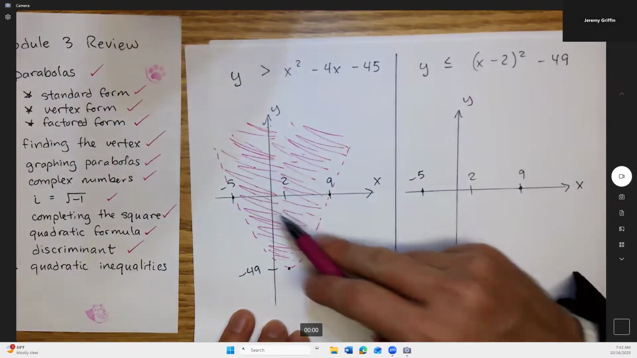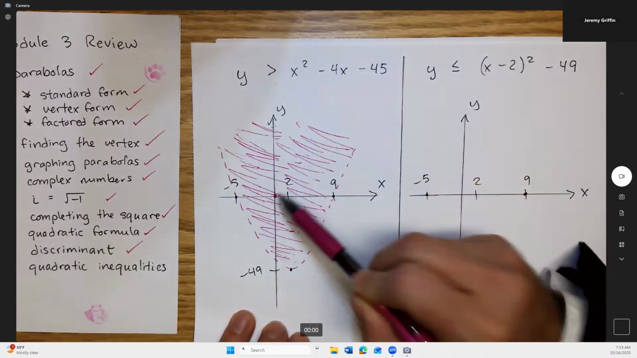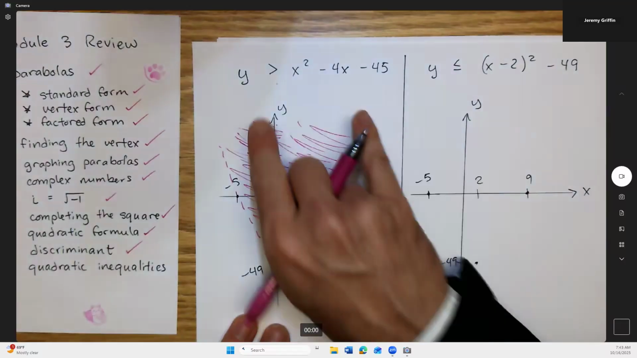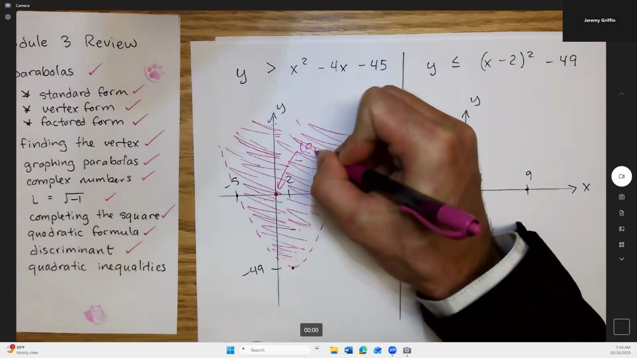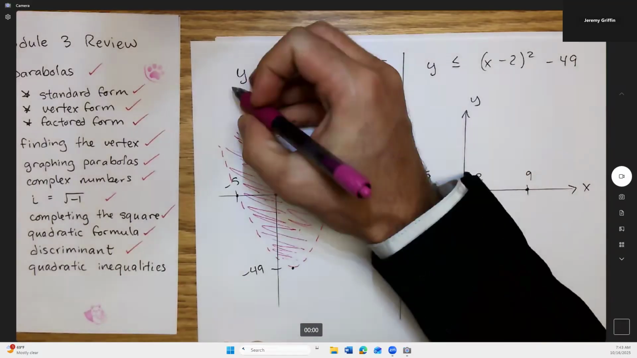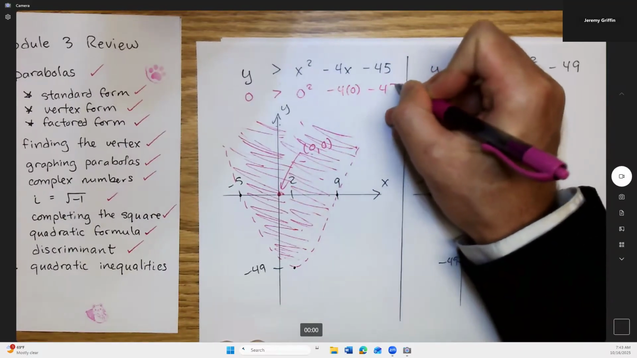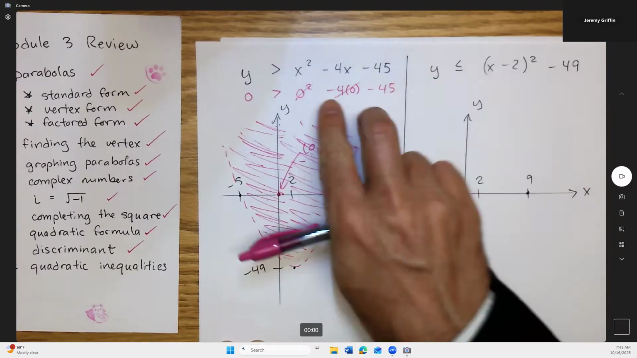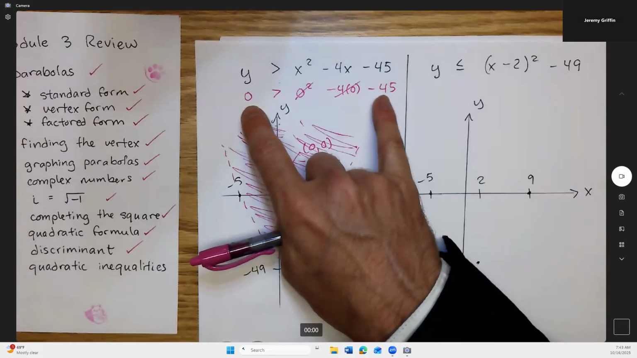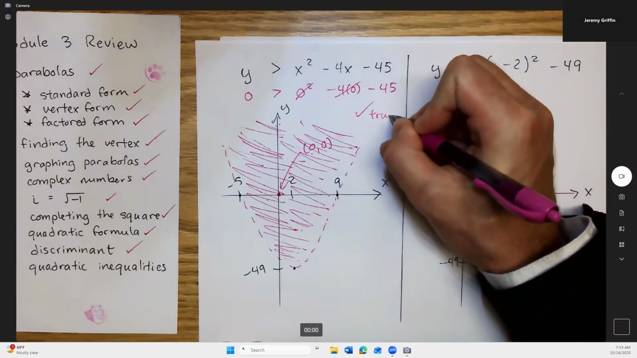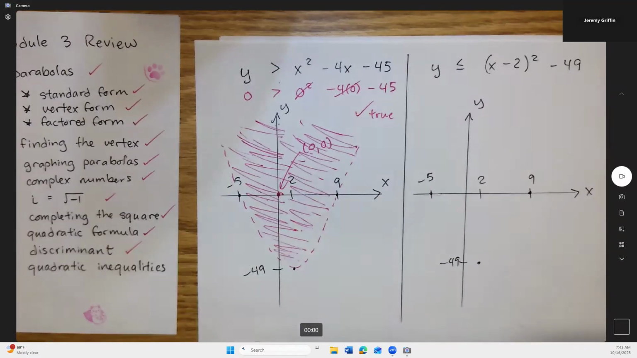Let's say you weren't 100% sure on that. Could you pick a test point? How about this point, (0, 0)? I'm making a claim that it is part of the solution set. So let's try that. If I plug in 0 for x and 0 for y, does it make a true statement? Is 0 greater than 0 squared minus 4 times 0 minus 45? Basically, is 0 greater than negative 45? Yes, it is. That being true means (0, 0) is part of my solution set. So I did, in fact, shade the correct region for the graph.